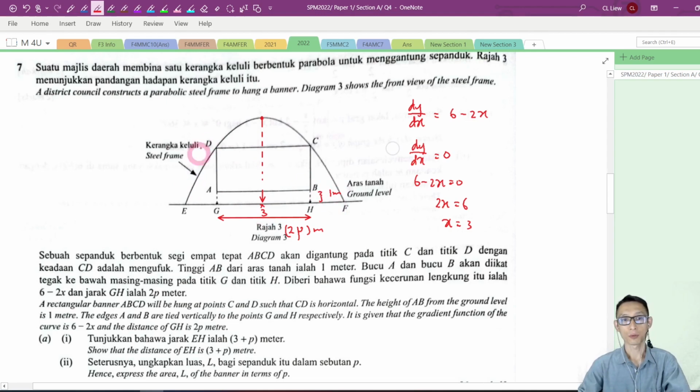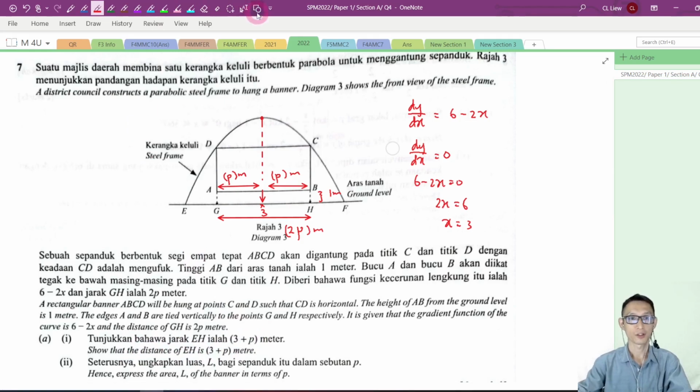Since this is a parabolic curve, we know that the left hand side and right hand side are symmetrical to each other. So if this is 2p, here must be p, and here will be another p meter. Okay, but in my opinion, the question should give us more information so that we know where the y-axis is. But the question asks to show that the distance of EH is 3 plus p meter. So we know that the y-axis should be here.